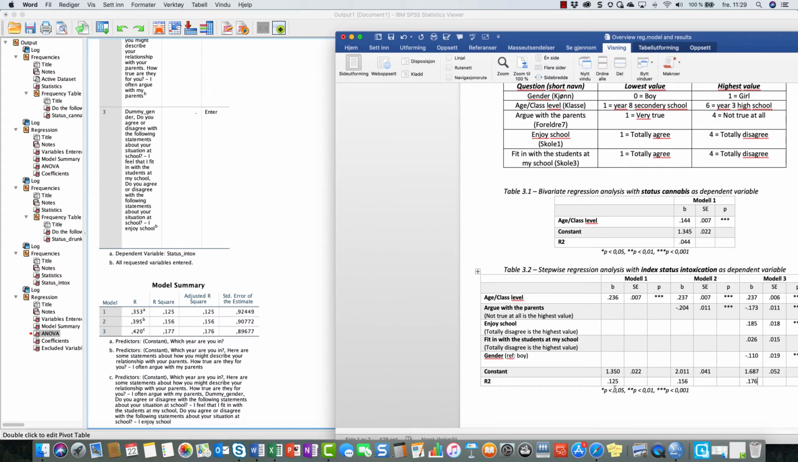Okay, anyway, I put in the R square here. So the first model explains 12.5% of the variation in status intoxication. The second one 15.6%, and the second last one 17.6%.